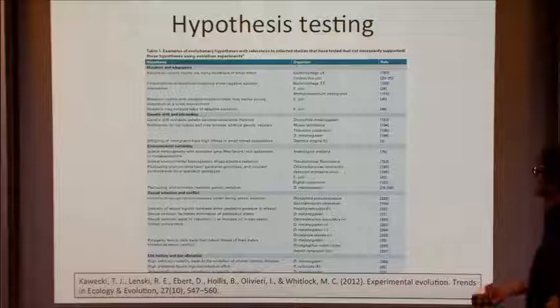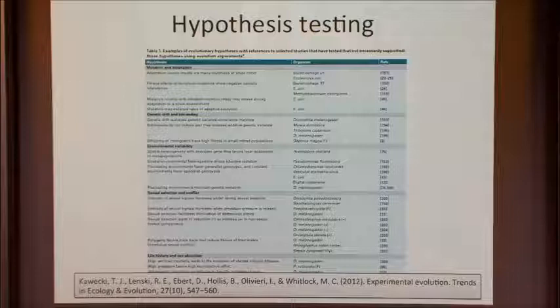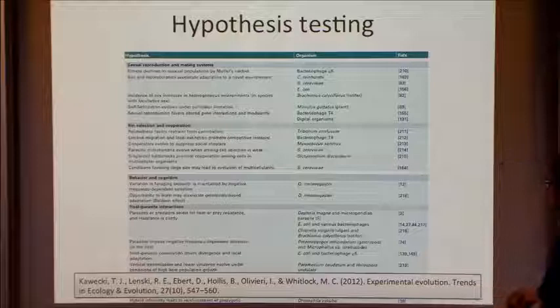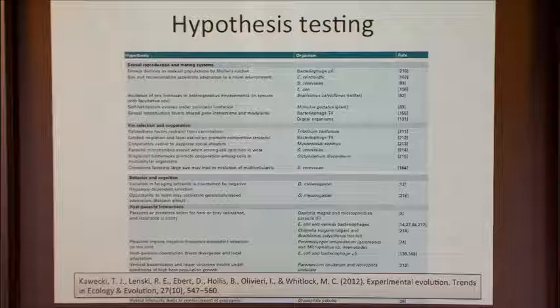Theoretical papers about evolution have generated numerous hypotheses that are also partially contradicting each other. So you would like to carry out evolution experiments to either verify or falsify these hypotheses. And in this paper here, they have a very, very long list of those hypotheses and ways how they were tested, and the organism here and the reference, so I invite you to look at those.